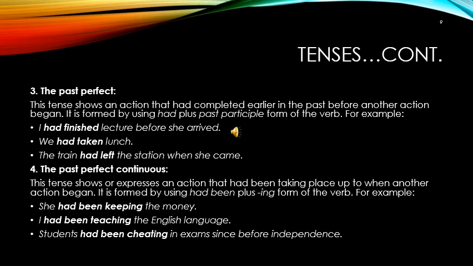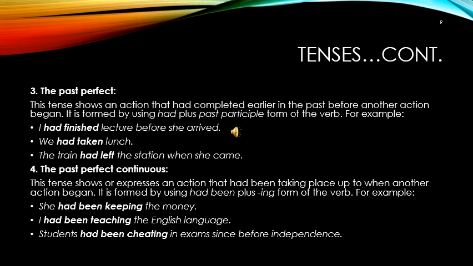The past perfect tense shows an action that had completed earlier in the past before another action began. It is formed by using had plus the past participle form of the verb. For example, I had finished the lecture before she arrived. We had taken lunch. The train had left the station when she came.